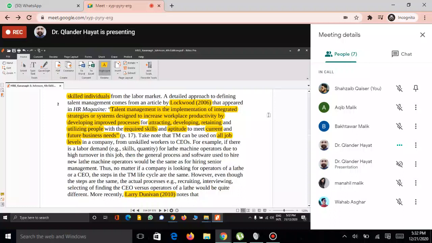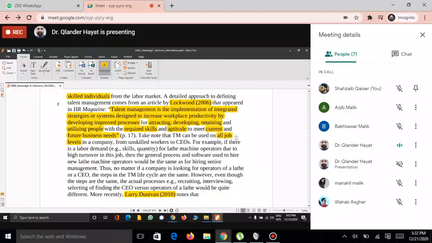Processes of what? Processes of attracting, developing, retaining, and utilizing people with the required skills and aptitude to meet current and future business needs. In simple words, Lockwood 2006 described talent management as a process of attracting, developing, retaining, and utilizing people with the required skills and aptitude to meet current and future business needs.